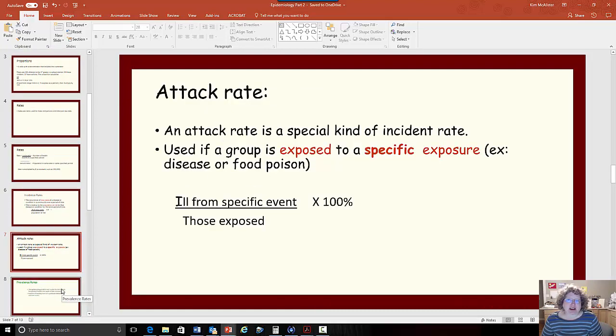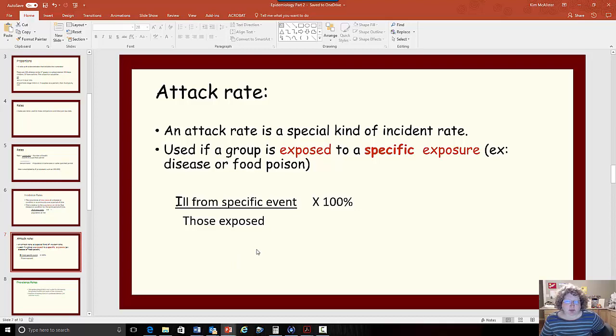An attack rate is a special kind of incidence rate. This is used if a group is exposed to a certain type of exposure. For example, if we go back to our example in the first set of slides, we discussed people who went to a picnic and became ill after eating egg salad. So our attack rate would be the number of people who became ill over the number of people who were exposed. And the attack rate may stay the same, it may go up, it may go down, but it gives us important clues as to the health of the population.